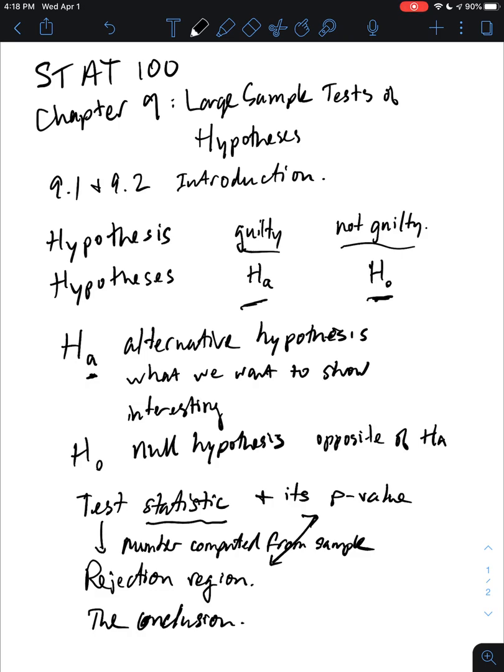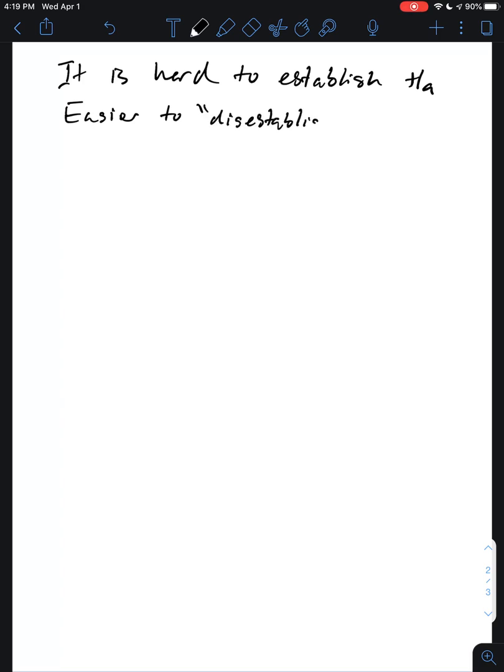So let's start looking at some examples. What we want to do now is to learn a little bit more about how to identify an alternative and a null hypothesis in a question. One general issue with all of this is that it is hard to establish an alternative hypothesis. So what we're going to do instead is to disestablish the null hypothesis. For technical reasons, which I'll explain very soon, we're going to work mostly with the null hypothesis, and that will give us information about the alternative hypothesis. So it's just easier to work with the null hypothesis. And I will explain all of this in a second.